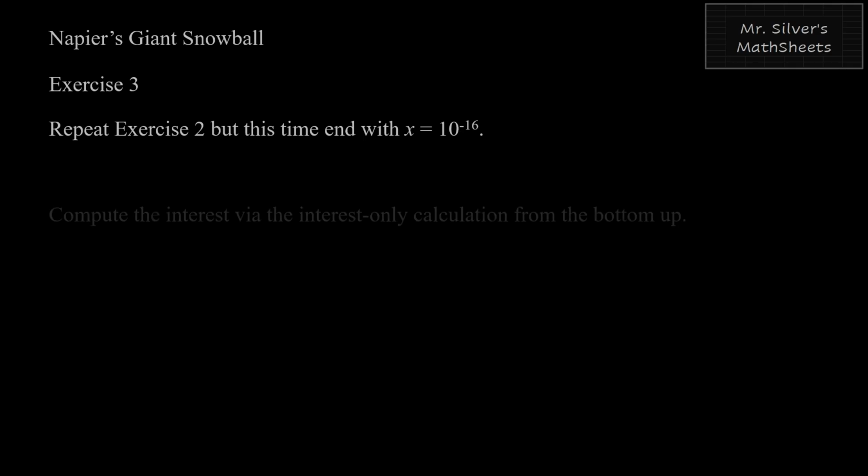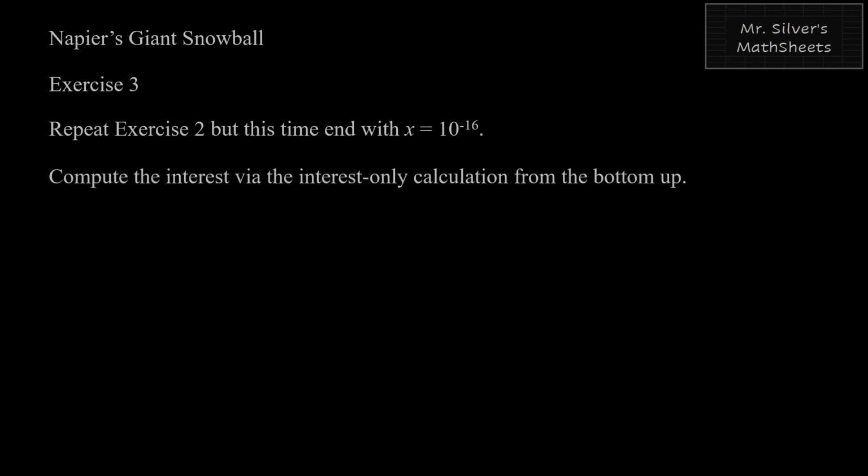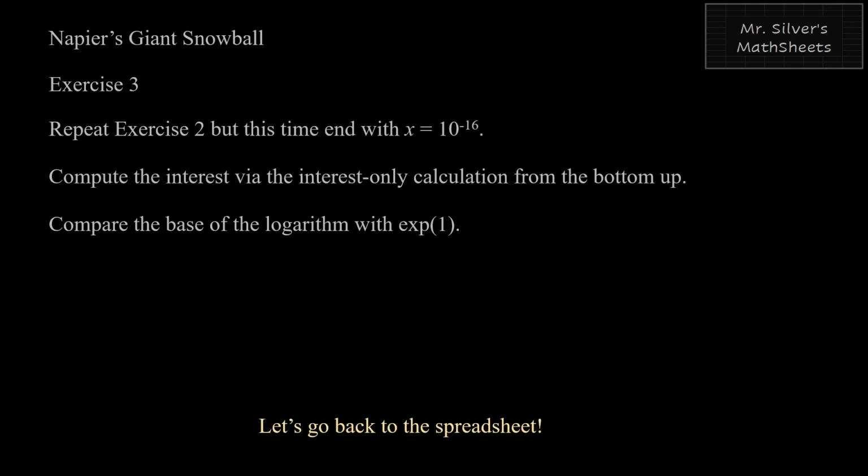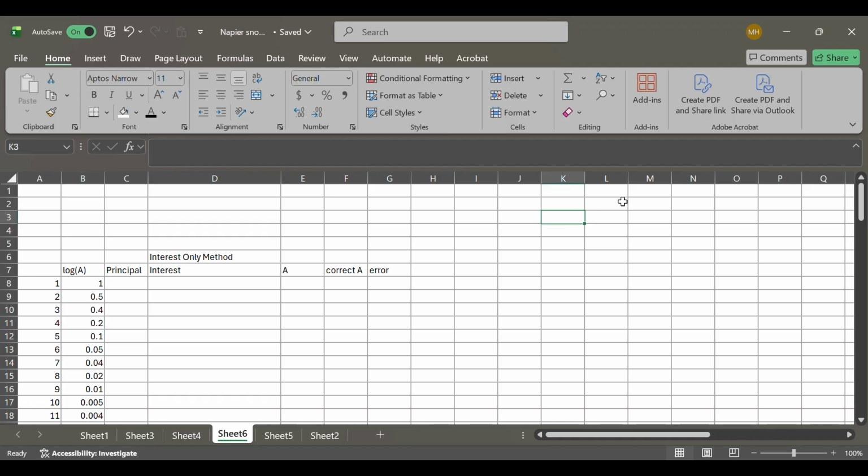So exercise 3. Let's do the calculation again, but let's go all the way down to 10 to the minus 16. Why? Because we want to see if we can calculate e this way and calculate natural logs this way. Could you? Well, let's find out. There could be a lot of round off error this way, because there are a lot of calculations. We don't know if it'll work or not. Let's just see.